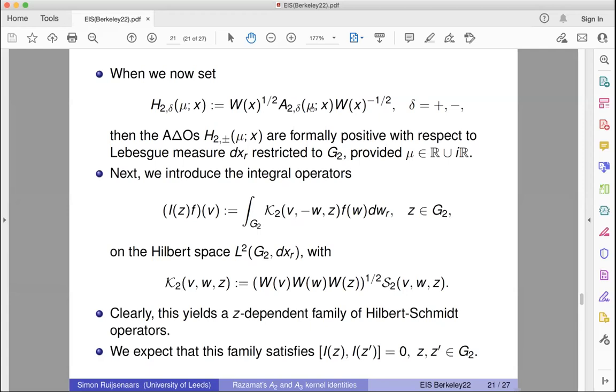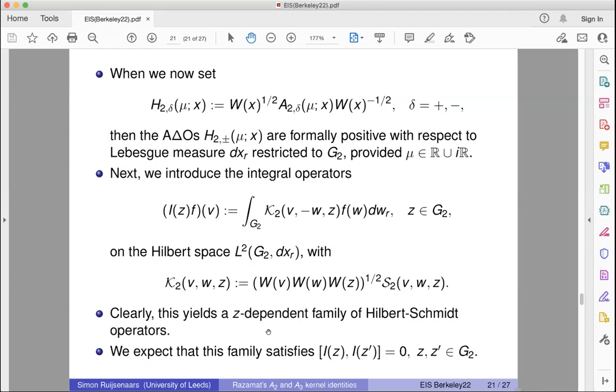Now here's how you now hope to use these kernel functions. You want to make up an integral operator by using them in this way. So here we integrate over G2. So this is the restricted Lebesgue measure. And we sit on this Hilbert space. And because of this similarity transformation, we now go to this transformed kernel. And we want to keep the symmetry in V, W, and Z. So that's why this factor is there.